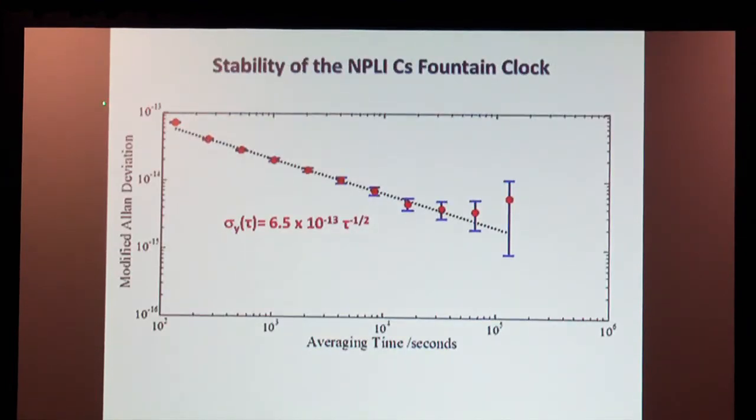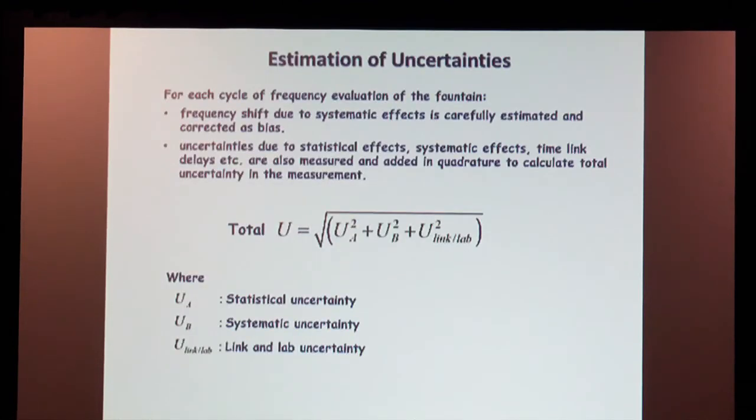Finally, if you build a clock out of such a device, you get an instability of the clock which is like this, 6.5 × 10^-13 at tau to the minus half, the square root of tau, and it hits 1 part in 10^15 in close to a day. Again, as I said, this is not the best fountain in the world. Some of the best fountains, at PTB for instance, hit 10^-15 at about 10^4 seconds or so, and their accuracy is a few parts in 10^16.